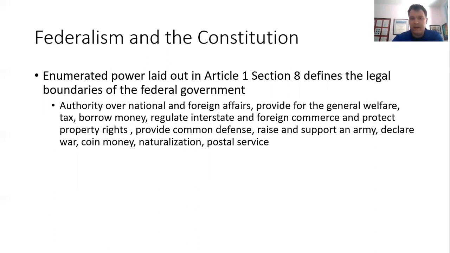All right. Enumerated power is laid out in Article 1, Section 8, and it defines the legal boundaries of the federal government. Basically, these are the express powers. These are national foreign affairs, so things that are going to affect all of the country. Treaties with other countries, they're going to provide for the general welfare. And that's a big one that's kind of gray. What's the general welfare, right? They can tax, they can borrow money, they can regulate interstate commerce, they can regulate foreign commerce, they can protect property rights, they can provide common defense, they can raise and support an army, they can declare war, they can coin money, you have the naturalization process. So who is a citizen, who is not a citizen, and the postal service are all express powers laid out in the Constitution.